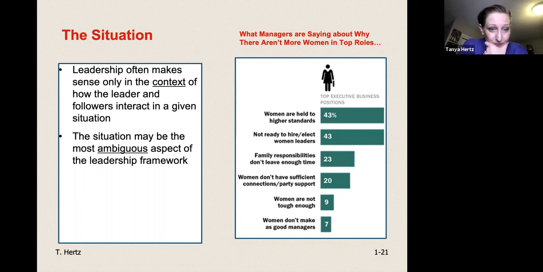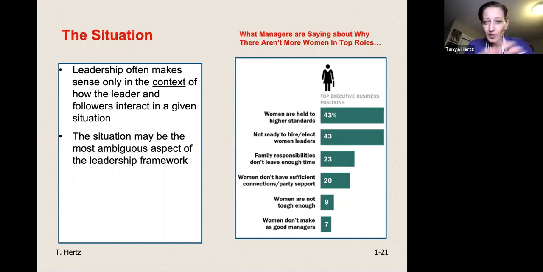So situation is also important to pay attention to, the context, how they interact. And like I said before, this is the most ambiguous of all of the different components of the relationship. Even though it's ambiguous, it's still important to pay attention to. What's the context, and how does that play a role in this relationship?